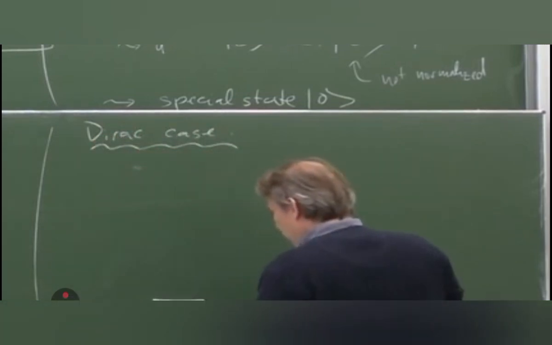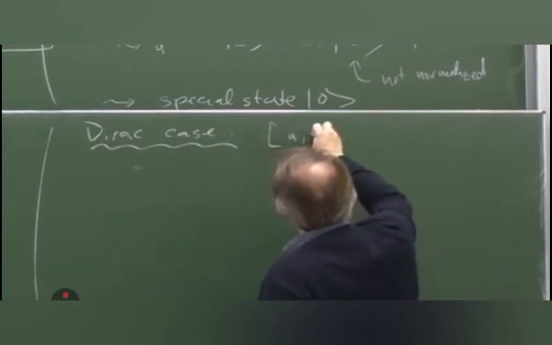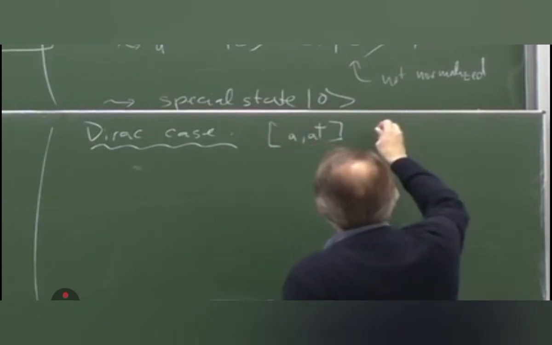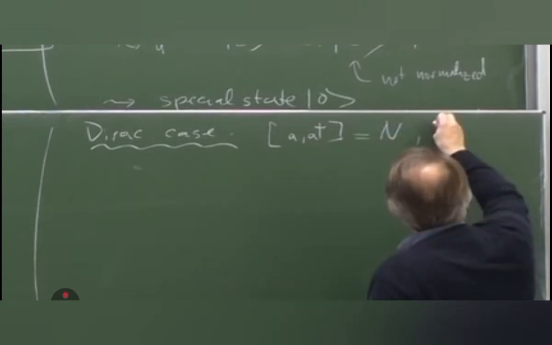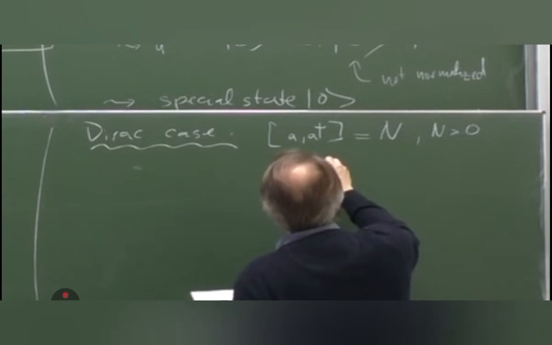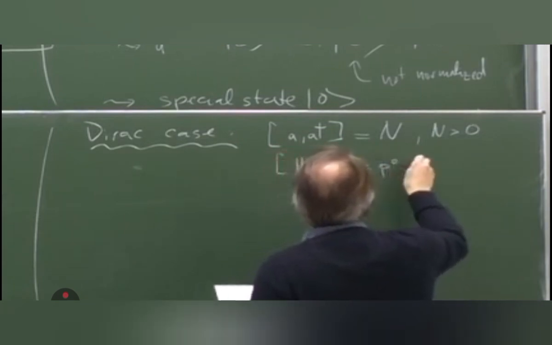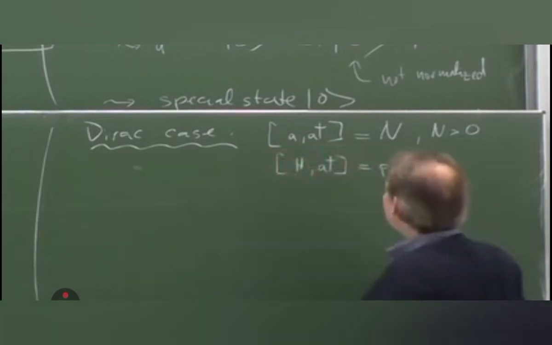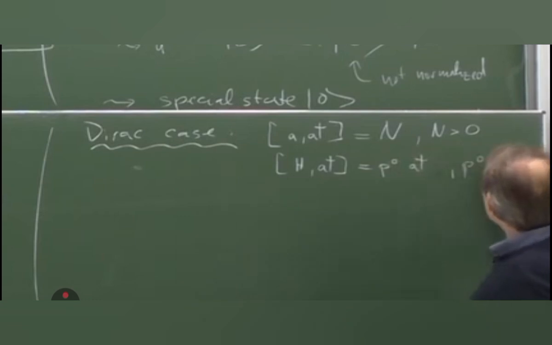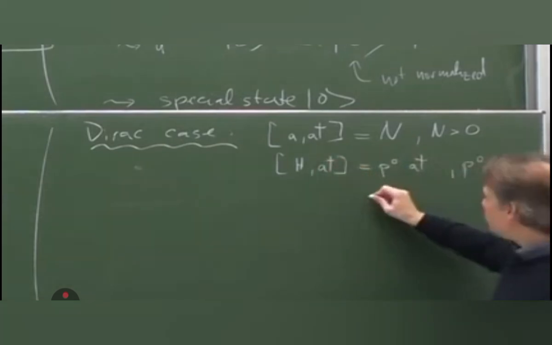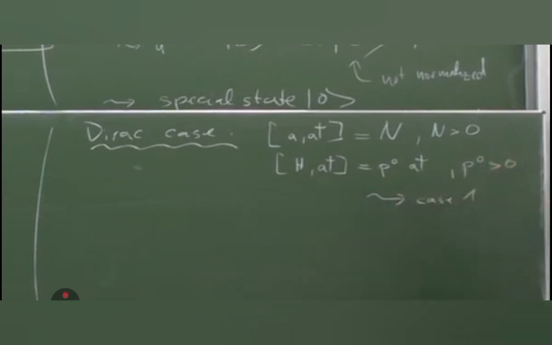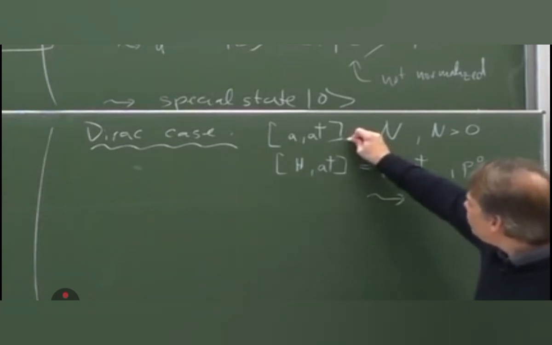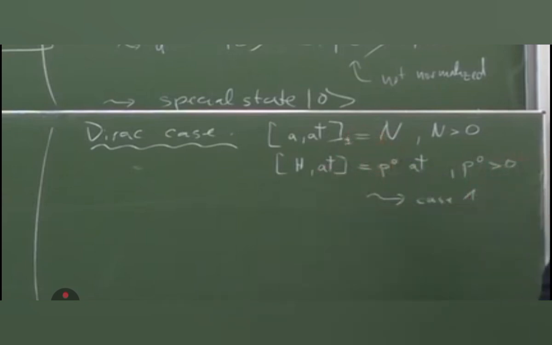So in our Dirac case, we have the following. A with a dagger, let's ignore the arguments, was some factor n, which is positive, and h with a dagger, that was p0 times a dagger, where this p0 is also positive. So that means the a's always behave like this consistent case 1. So for the a's, everything is okay. And that was true both for fermionic and bosonic relationships.